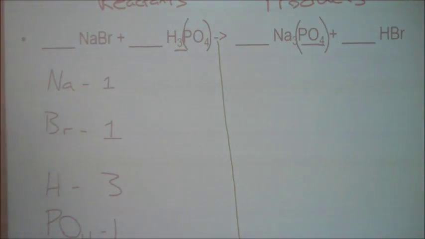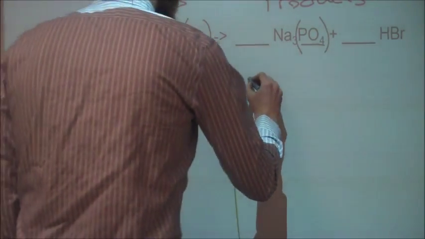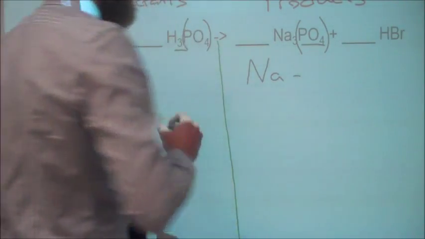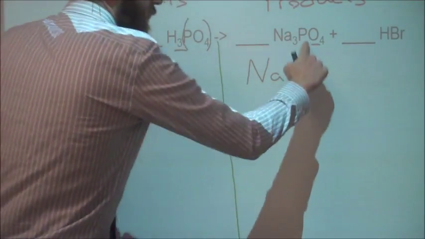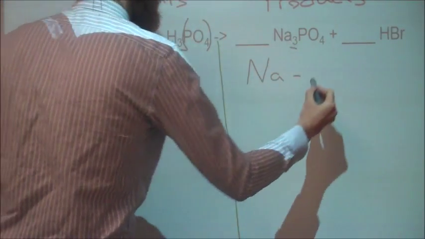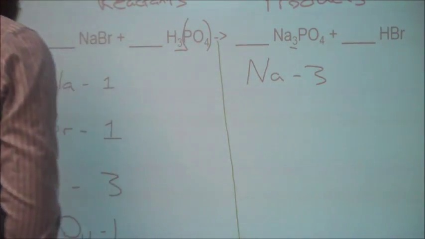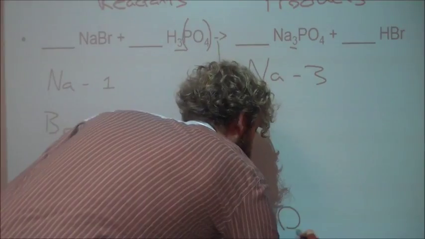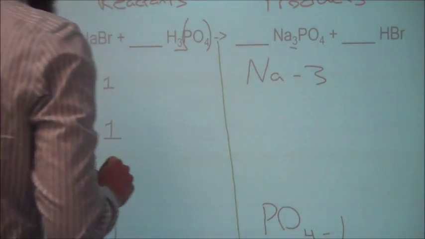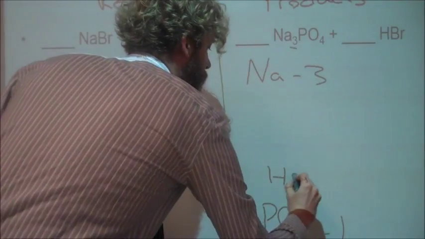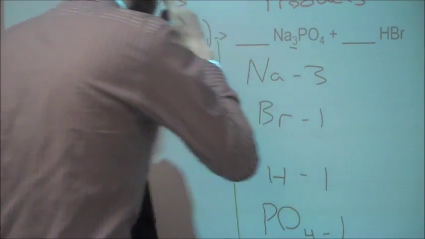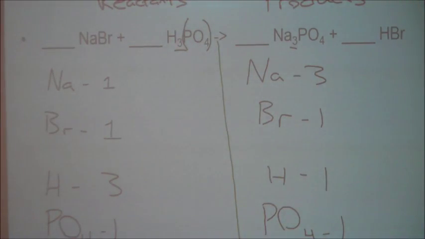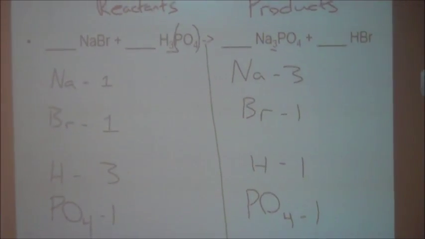Alright, now we're going to do the same thing in the products. Make sure everything balances. Na. We have a total of 3 sodiums on this side. Right there. So we have 3. Phosphates, PO4. We still only have one of those. Hydrogens, we have 1. And bromines, we have 1. Now we have to see what does not match, because we need everything to be balanced.